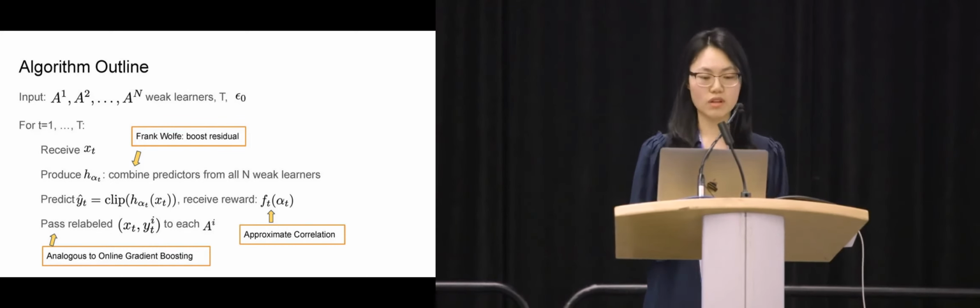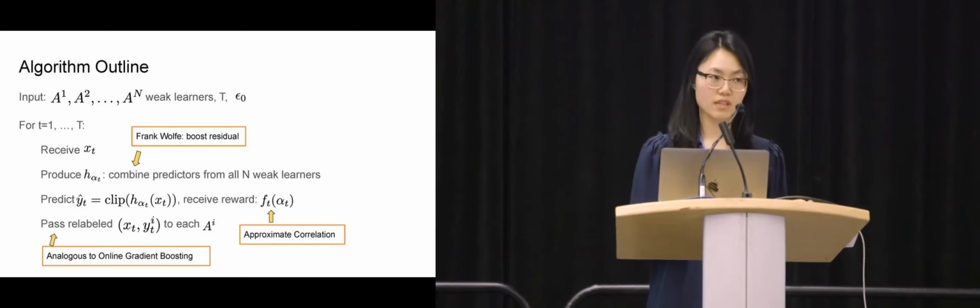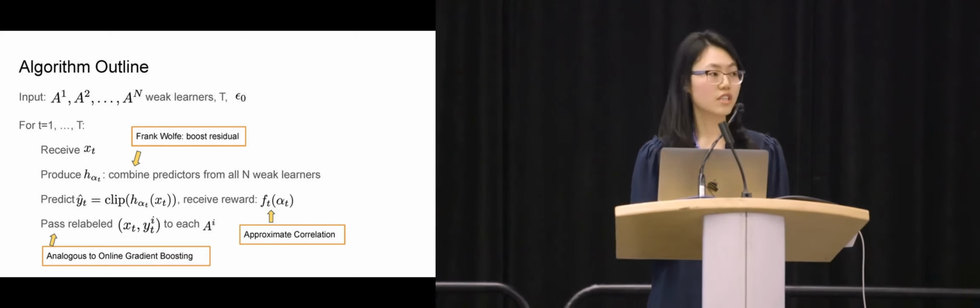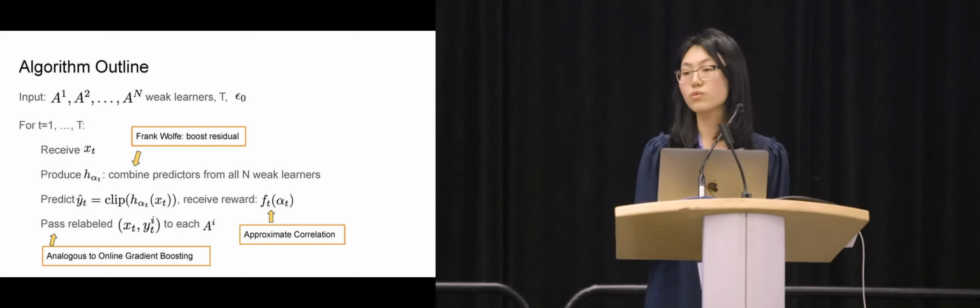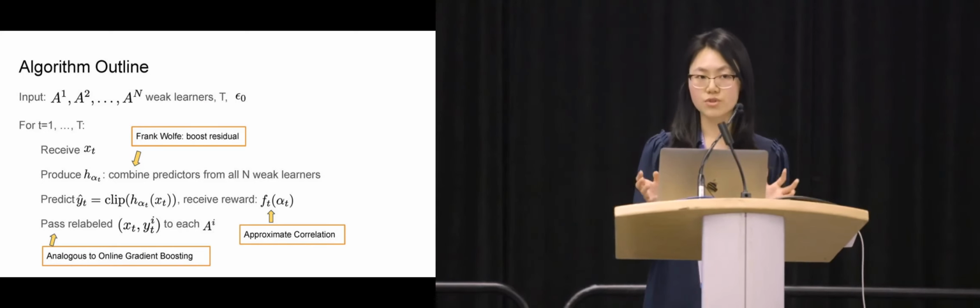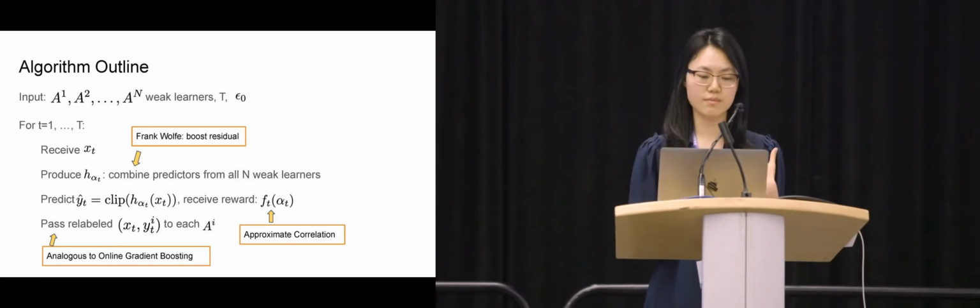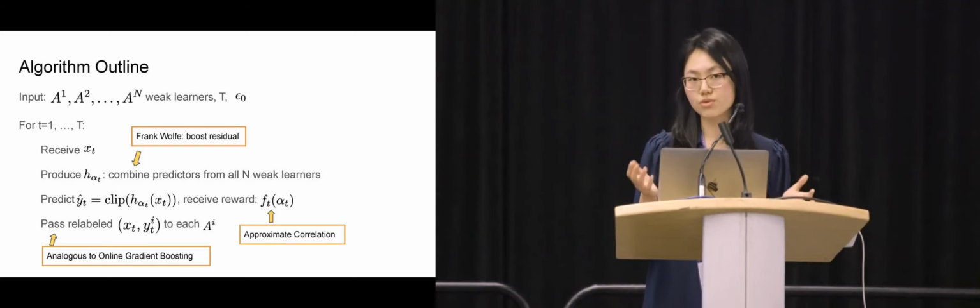The algorithm works in the following way. Let A1 to AN be the weak learners we have access to, T the time horizon, and epsilon naught the accuracy parameter. At each iteration, we receive a data point xt, and we produce H alpha T, which is a combined prediction from all the weak learners. We will use the Frank-Wolfe method to do it, and I will explain this step further. And then we predict YT hat, which is a clipped version of this combined predictor, because at this point, H alpha T might produce a prediction that's outside of the range of -1 and 1.